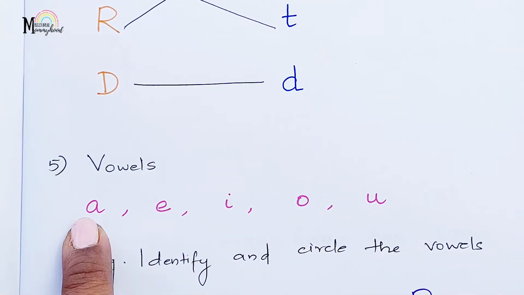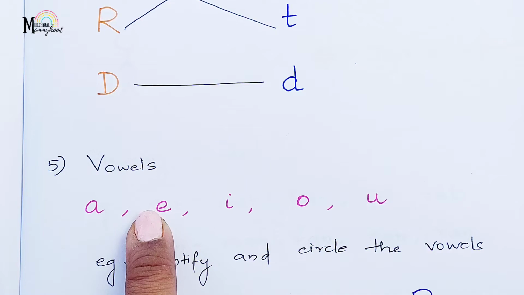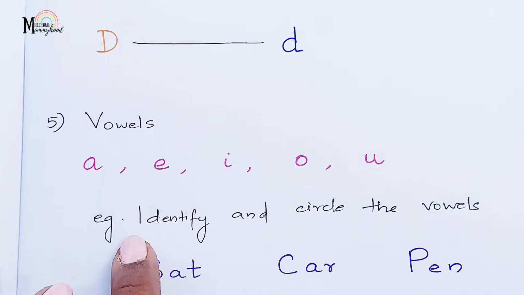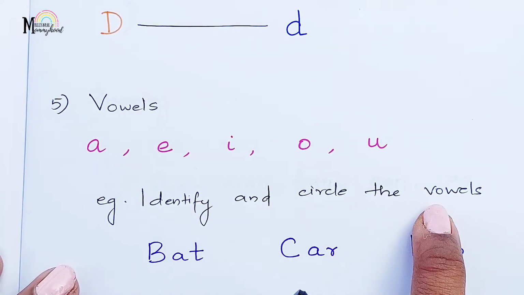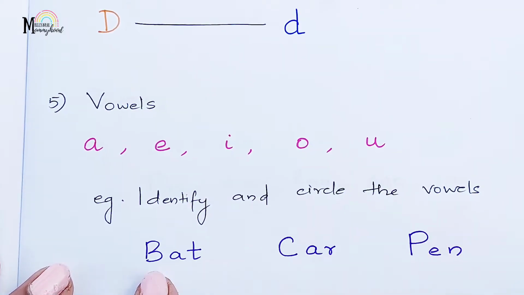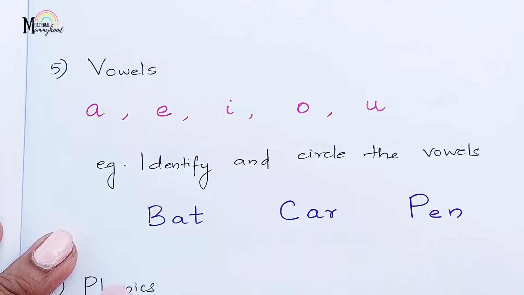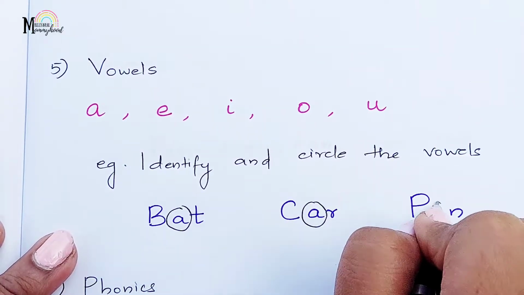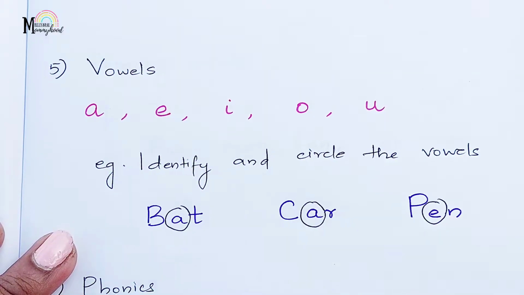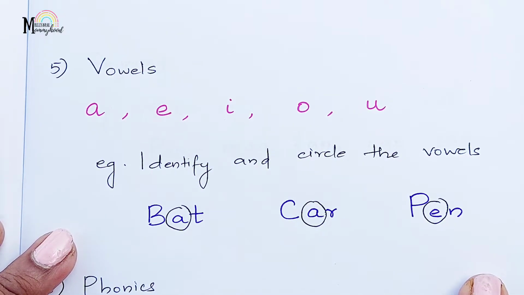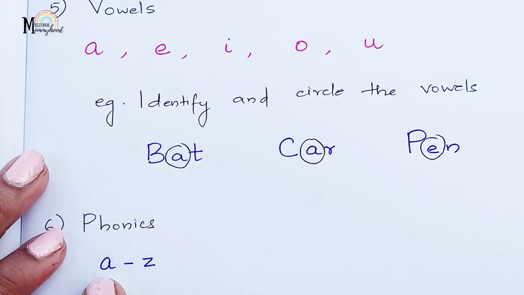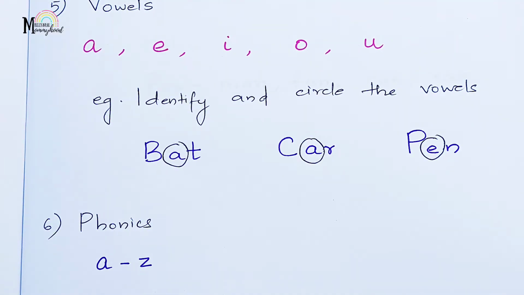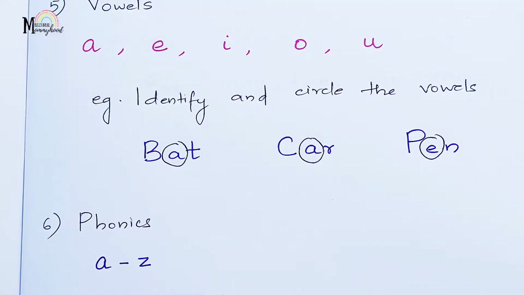Next comes the vowels, where they'll be taught that there are 5 vowels: A, E, I, O, U. They only have to identify and circle the vowels out of each word. So short words, for example, bat, car, pen, sun will be given and they just have to circle or underline the vowels. So it is a way to identify where the vowels are. And then the phonics, letter sounds from A to Z, will be taught to the child.